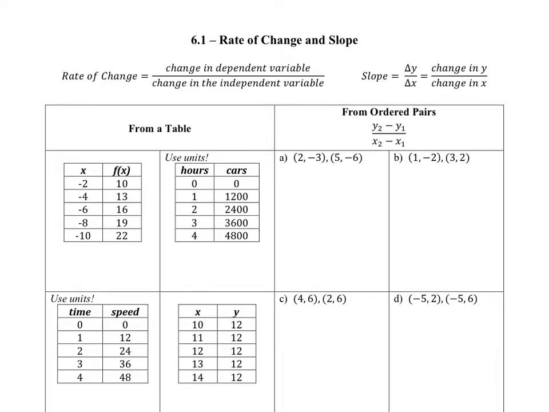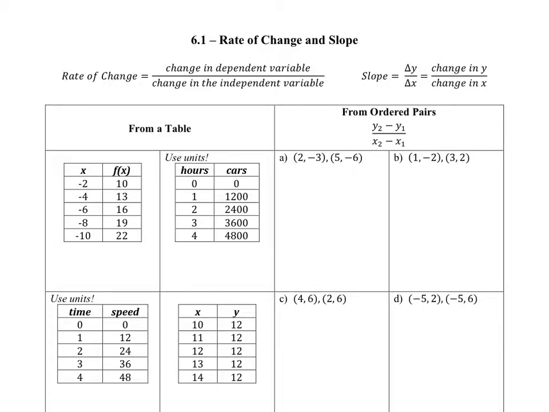Rate of change, also known as slope, is the same thing as the change in y over change in x. Sometimes you read this triangle means delta, and delta means change. So it's the change in the dependent variable divided by the change in the independent variable.